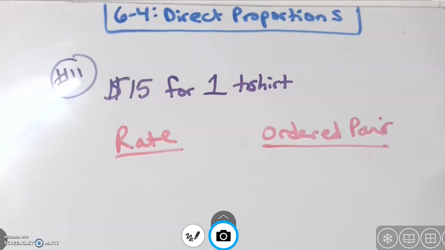Numbers 11 to 13 say, the graph of a rate is a straight line. Write each exercise as a rate. Then express the rate as an ordered pair. Plot the coordinates on the graph. Number 11 says $15 for one shirt.